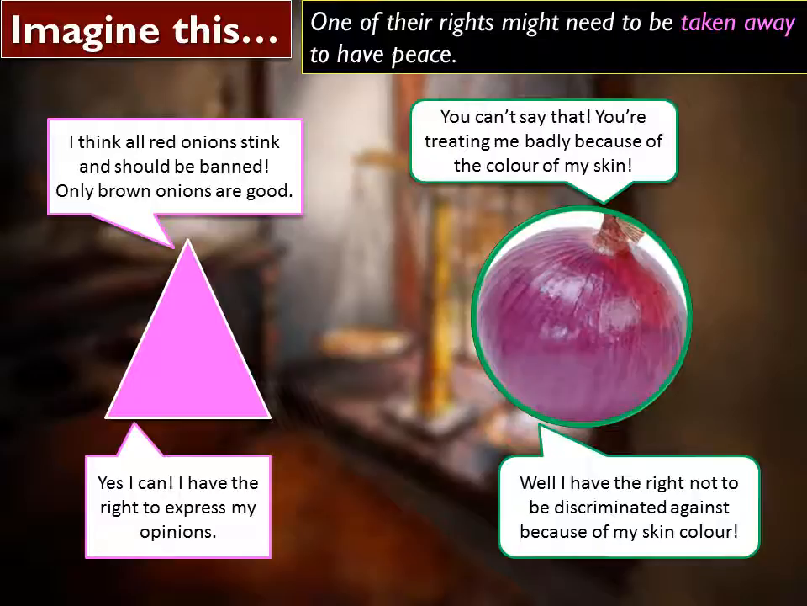For example, in this case, you might take away Mr. Pink Triangle's right to express his opinion so that Mr. Red Onion won't be discriminated against. And that way, Mr. Red Onion can live his life and there is going to be peace in society.